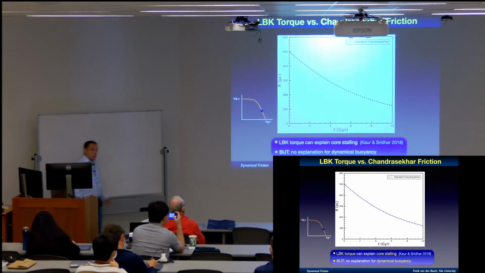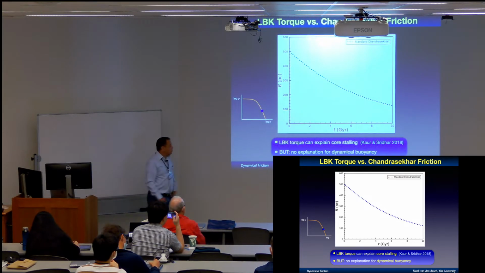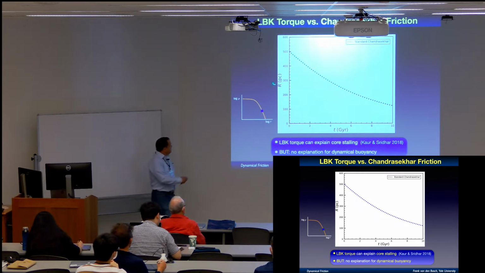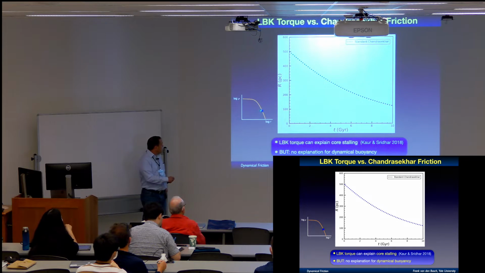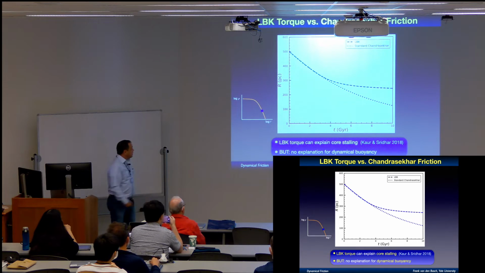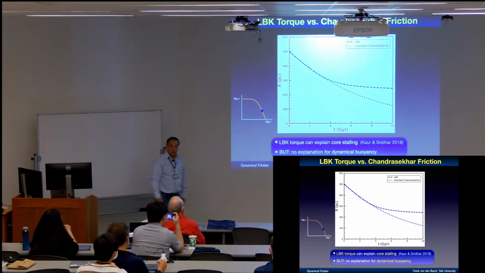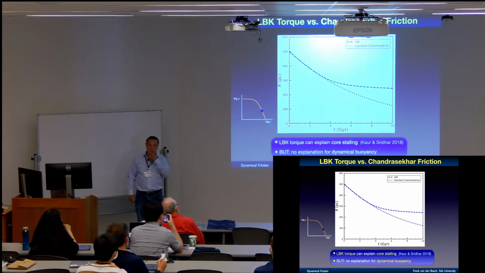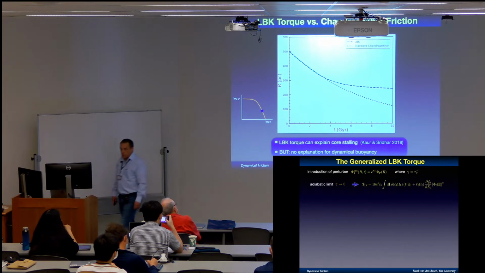But the LBK torque can explain core stalling. And this was first shown in a 2018 paper by Kaur and Sridhar. This is radius as a function of time. You do a calculation of an object sinking in a halo with a constant density core. Chandrasekhar says it just continues to sink. But if you replace the Chandrasekhar formula with the LBK torque, what you get is this. It stalls, consistent with what we saw in the simulations. So that's good news, but as I said, there's no explanation for buoyancy.